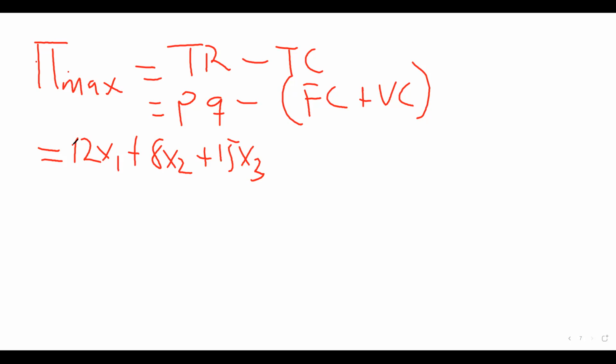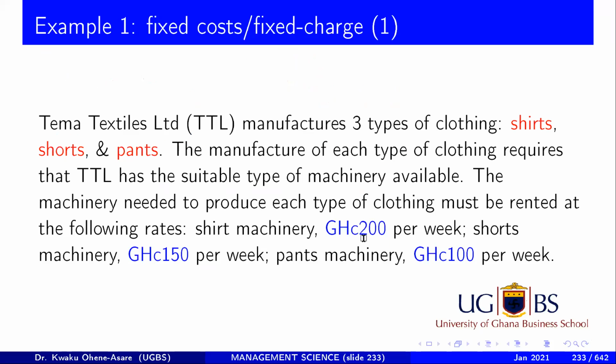And then according to the formulation, we should have minus the fixed cost. Now the fixed costs are the y's multiplied by their machinery costs in the storyline. So ideally, this 200 would have been the fixed cost for shirts. But then we said that it is a machinery cost, and that machinery can be 1 or 0. So y1 can be 1 or 0. y2 can be 1 or 0. y3 can be 1 or 0. So we got to take the 200 and multiply it by the y.